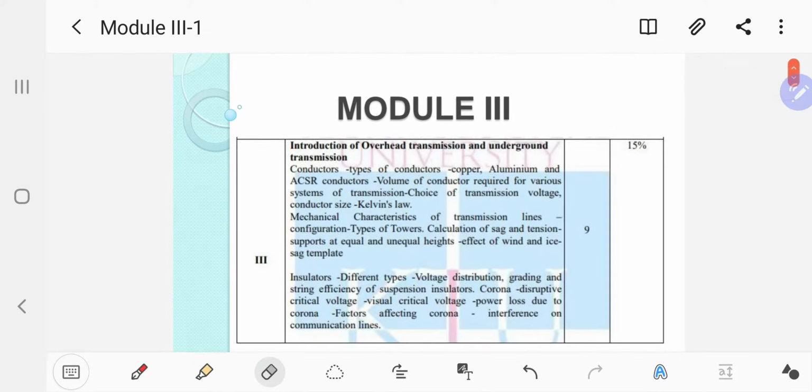Before moving into the topics, let's go through which topics we have to cover in module 3. We'll go through what conductors are and the different types of conductors, including ACSR conductors. We'll also study the volume of conductors required for various systems of transmission lines. We'll cover Kelvin's law in this module. We'll go through the mechanical characteristics of the transmission line, different types of towers, etc., and the calculation of sag also. Also, we'll be covering insulators and different types of insulators, corona, etc.